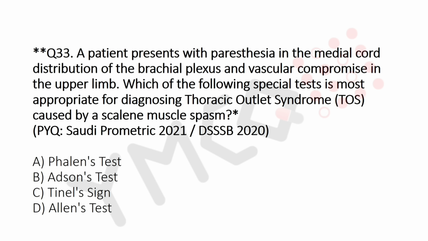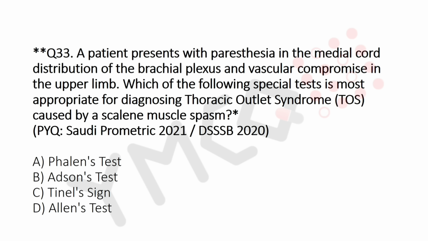Now let's move to question number 33. A patient presents with paresthesia in the medial cord distribution of the brachial plexus and vascular compromise in the upper limb. Which of the following special tests is most appropriate for diagnosing thoracic outlet syndrome caused by scalene muscle spasm? Option A, Phalen's test. Option B, Adson's test. Option C, Tinel sign. Option D, Allen test.